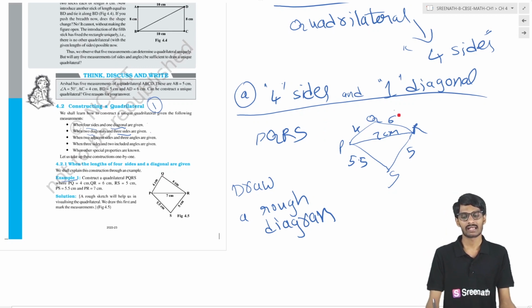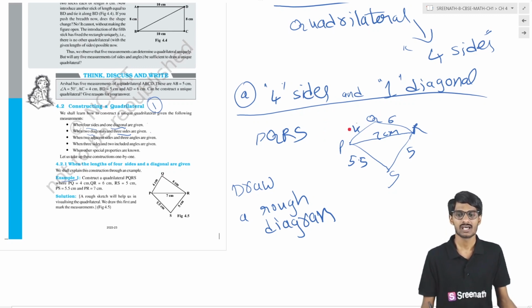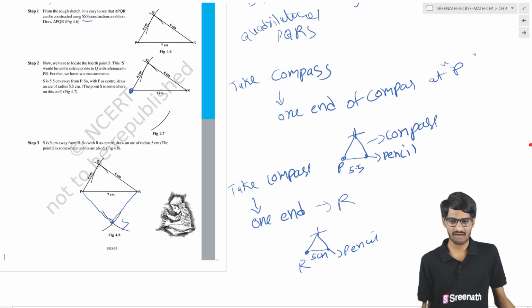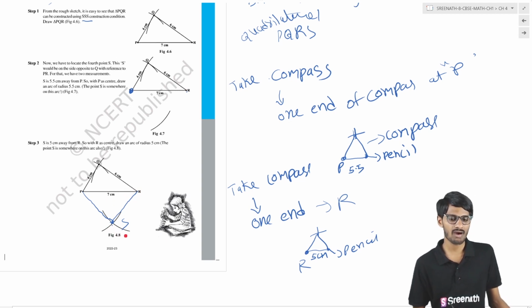In that, first draw a rough diagram. Basically, he has given four sides. So first draw a triangle PQR using the three given sides. After that, take a compass and place it at one point, and you know the distance from this point to the fourth point. You make an arc like this. Now again move that compass to another point, which is R, and from that point to the required point, you know the distance, make another arc.